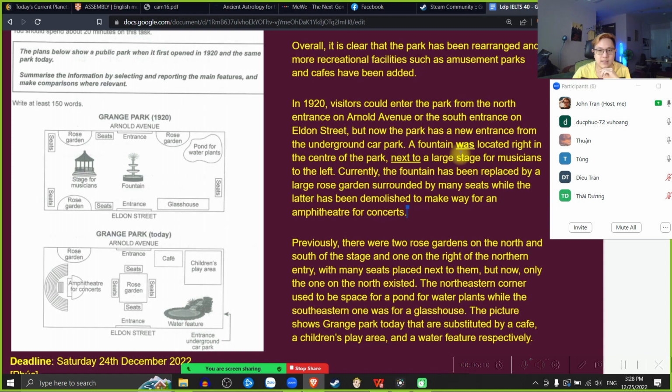While the latter, cái sau đó tức là cái rose garden. Okay, the latter here is the rose garden because you mentioned fountain, which is the previous. Rose garden is the latter. Cái fountain nó sẽ là cái trước và cái rose garden là cái sau, là cái latter. While the latter has been demolished.